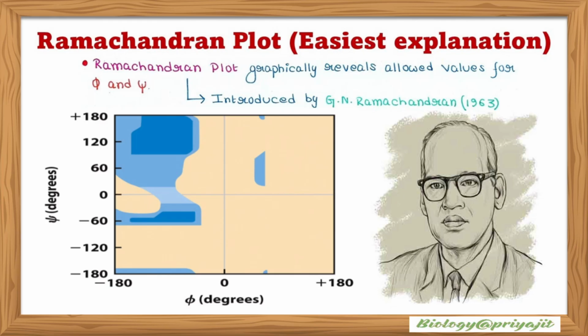In today's class, we will decode the Ramachandran plot in the simplest way possible, understanding phi and psi angles, the allowed regions, and what they reveal about alpha helices, beta sheets, and further protein structure, and ultimately the protein folding. Whether you are an undergraduate beginner, a PG learner, or preparing for NET Life Sciences, this class will help you visualize protein structure like never before. So let's dive into this beautifully logical map of protein conformation.